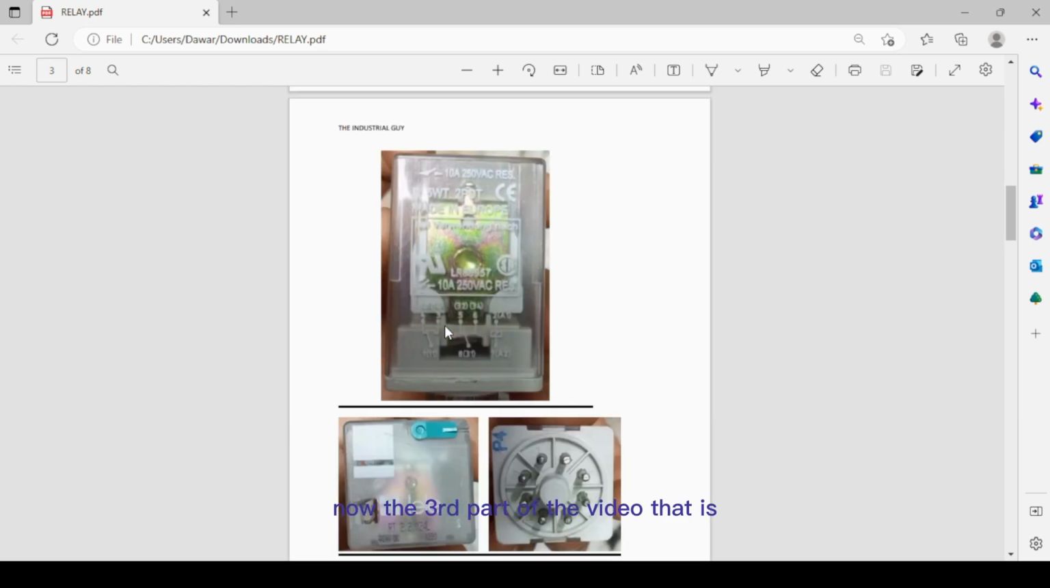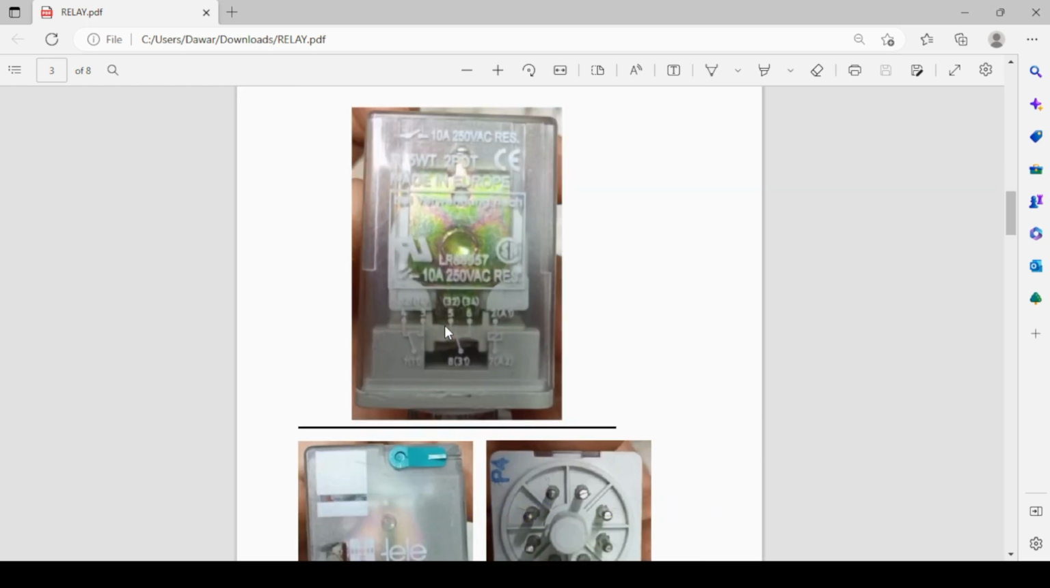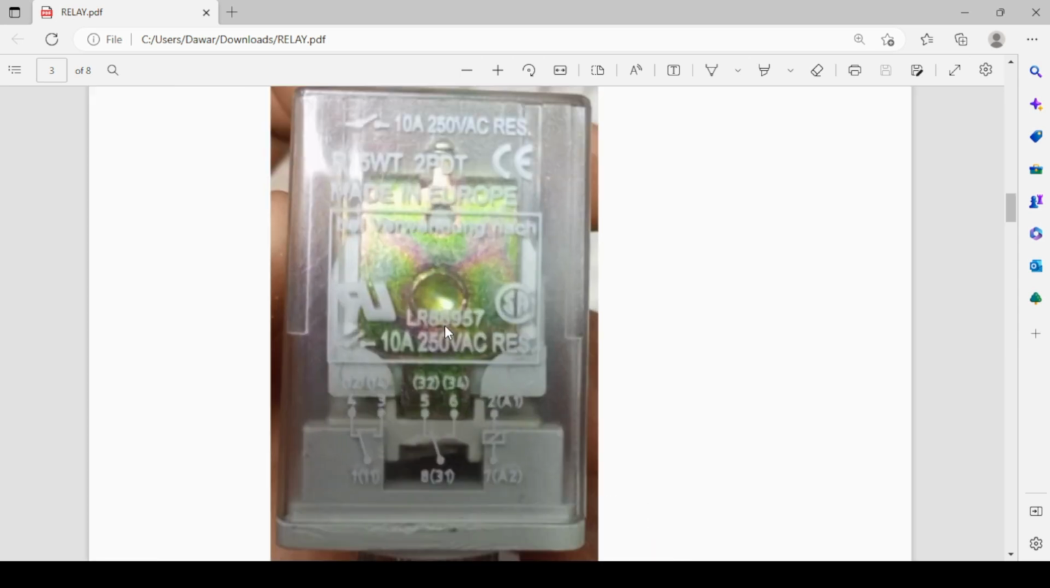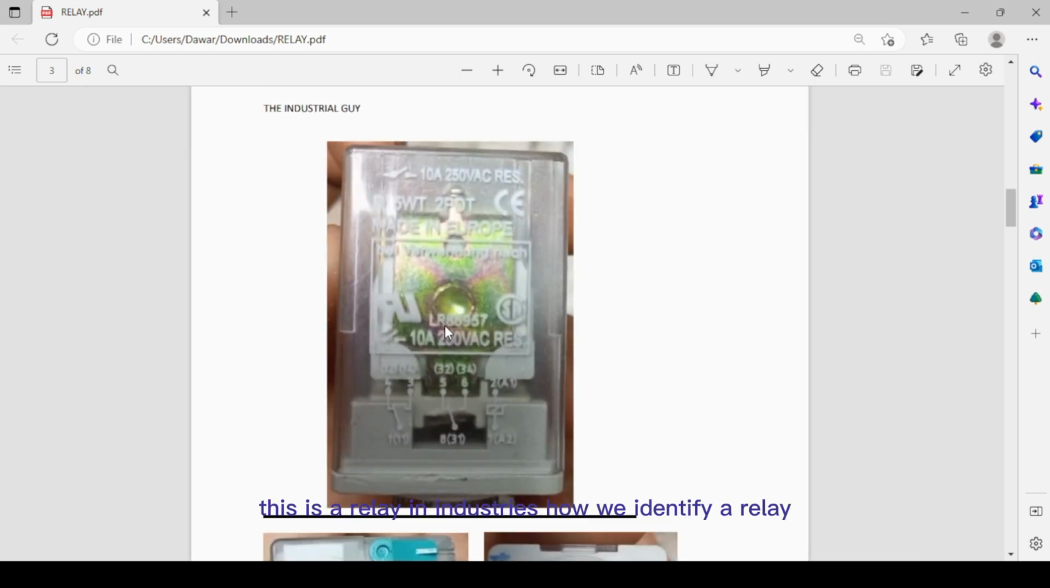Now the third part of the video, that is physical representation. This is a relay in industries. How do we identify a relay? You can see at the bottom of the relay there is a diagram which shows the information about the contacts and coil information.